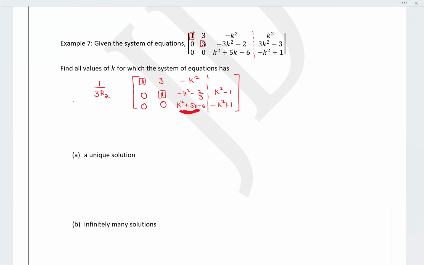So what you can just say, we want k squared plus 5k minus 6. This should not be equal to 0. Because if this is equal to 0, then you have a problem. If this is equal to 0, this will be 0, and this is not equal to 0. But if this is not 0, let's assume that here it's 2. Let's say it is 2. And here is 0.